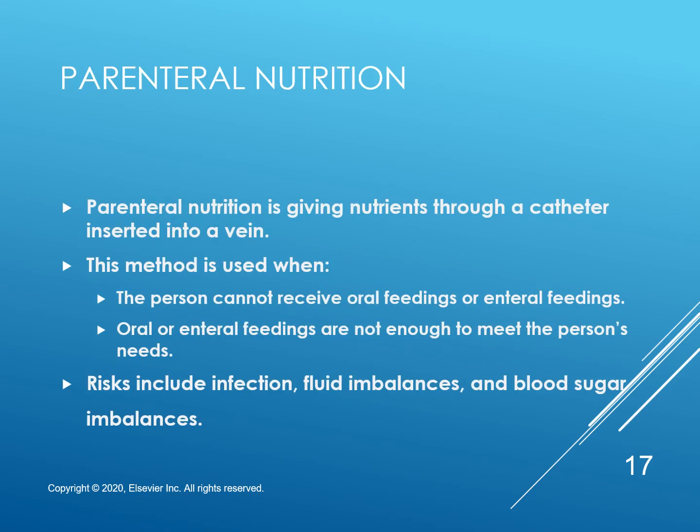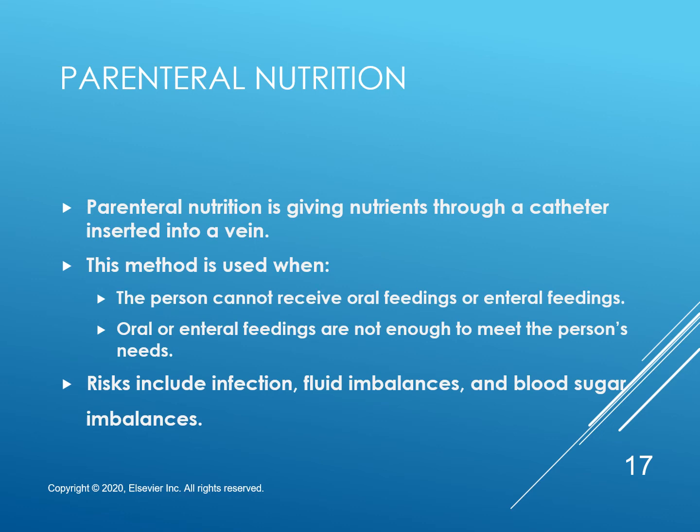Parenteral nutrition. Parenteral nutrition is giving nutrients through a catheter inserted into a vein. This method is used when the person cannot receive enteral feedings, or the enteral feedings are not enough to meet the person's needs. Risks include infection, fluid imbalances, and blood sugar imbalances.